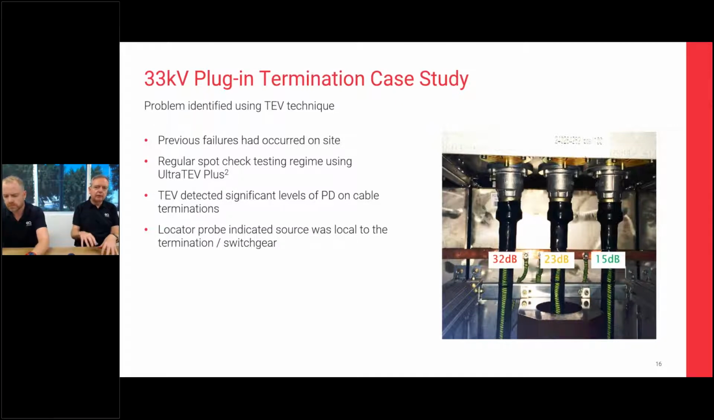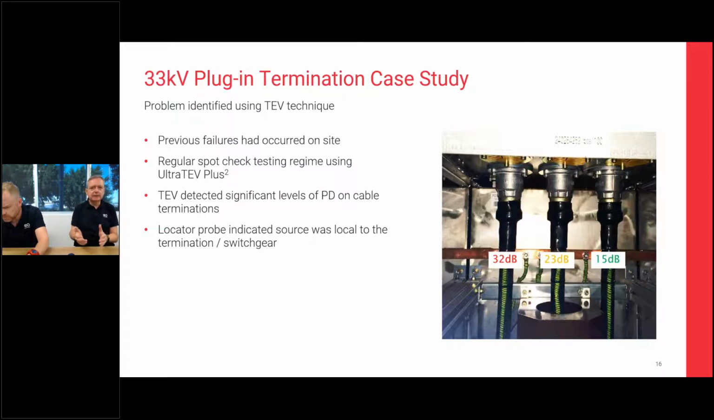We've got a plug-in 33 kV plug-in type termination here in the picture. Previous failures had occurred, so that instigated a program of regular spot checking using UltraTEV Plus2, so the transient earth voltage and ultrasonic. No ultrasonic was ever detected, but testing on the outside of these cables, which again, going back to the previous webinars we've done, if you can test one place, always make sure that you place the TEV probe on the outside of the cable where you can see that, because that's a really good area for getting the coupling of problems coming from the terminations, but also actually coming from the switchgear itself.